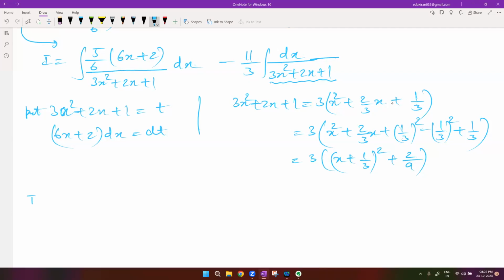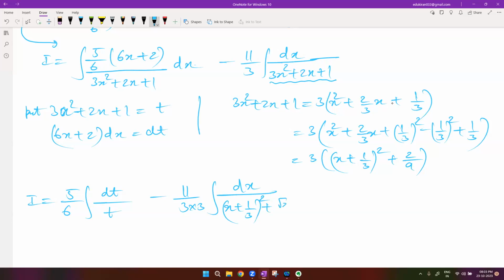This I becomes what? 5 by 6 is outside, this is nothing but dt and this is t, and then this is nothing but 11 by 3, right? And we take 3 also outside. This is dx divided by (x plus 1 by 3) whole square plus, this can be written as (root 2 by 3) whole square. So this is nothing but X square plus a square.